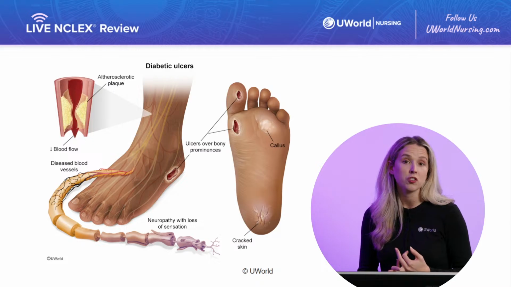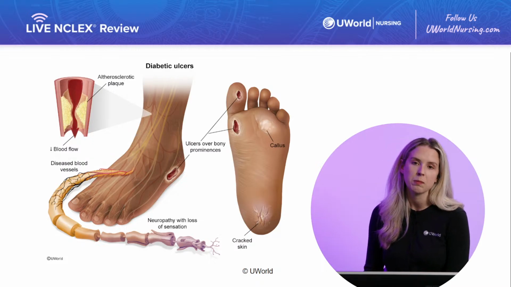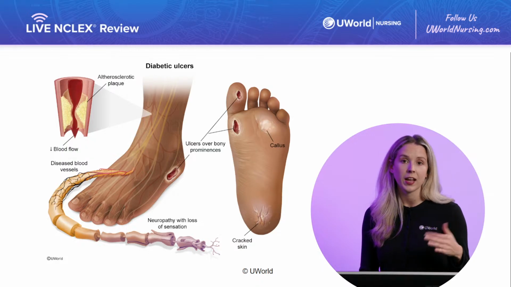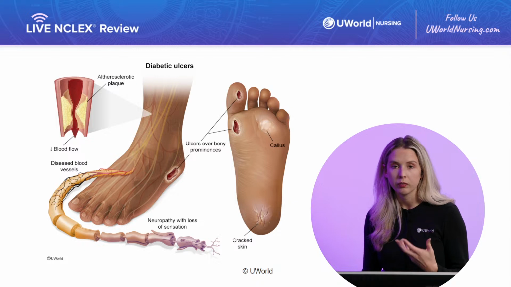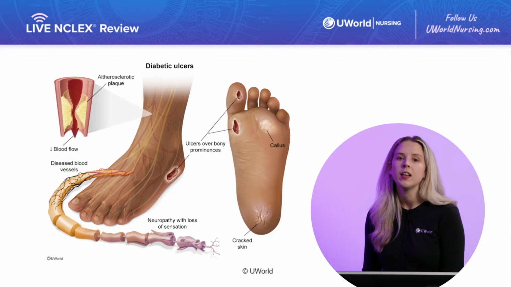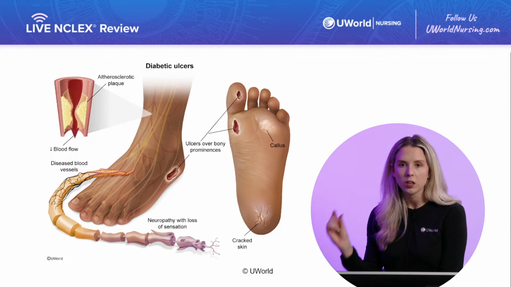We can also see stroke. And we can see something called a TIA, which is a transient ischemic attack, which is something that's considered a warning sign of an impending stroke. Clients can also have peripheral artery disease, or PAD. And then we move on to our microvasculature. So those small blood vessels, as small as capillaries.